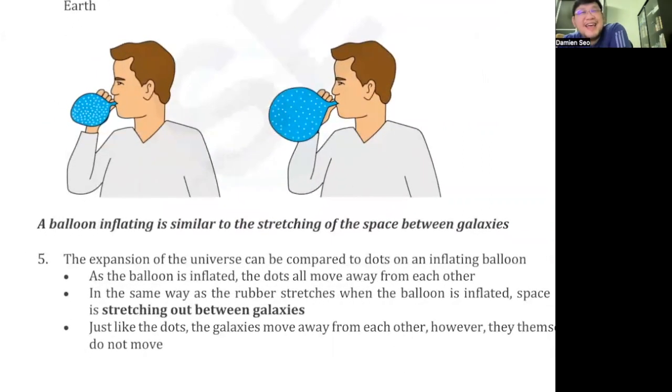All right, so if you were to blow up a balloon, and before you blow up the balloon, you make dots, use marker pen and put dots, right? Then you blow up the balloon. As you blow up the balloon, the dots will separate. So that's what they want you to imagine the universe is behaving.